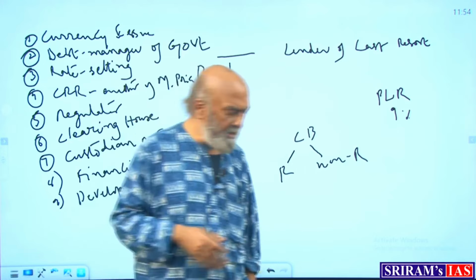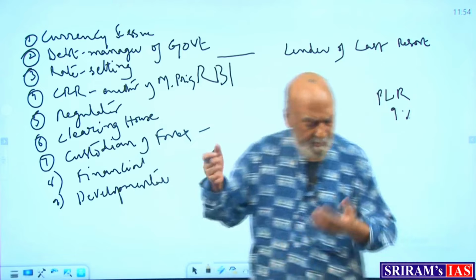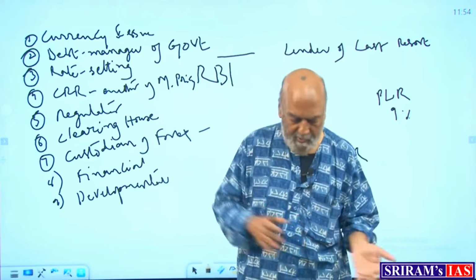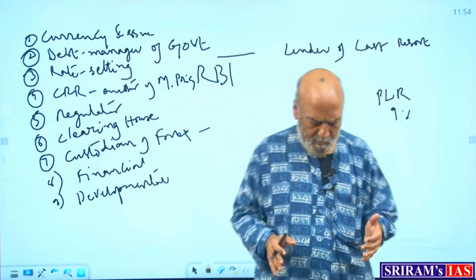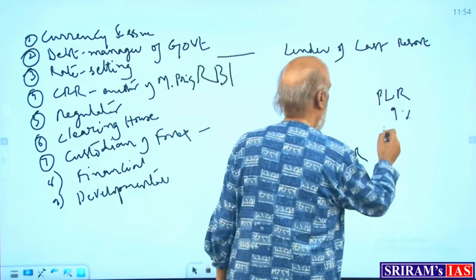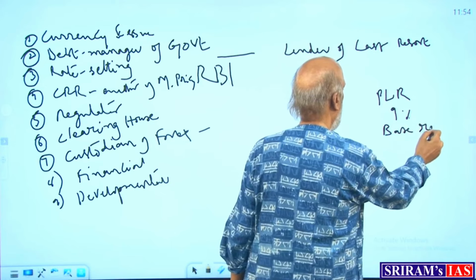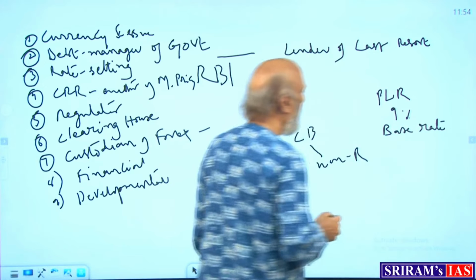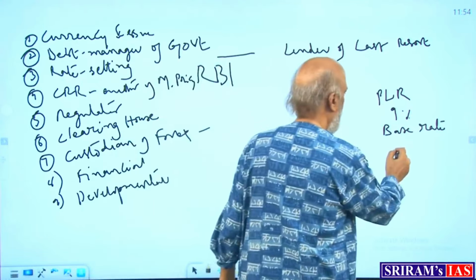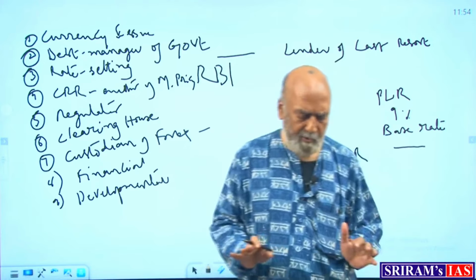So RBI noticed what the hell is going on. I am lowering the rate to favor these guys, and you are favoring these guys and then you are charging these guys correspondingly higher. So RBI said, fix a base rate. Fix a base rate, that is, fix a rate below which not even God will be lent.